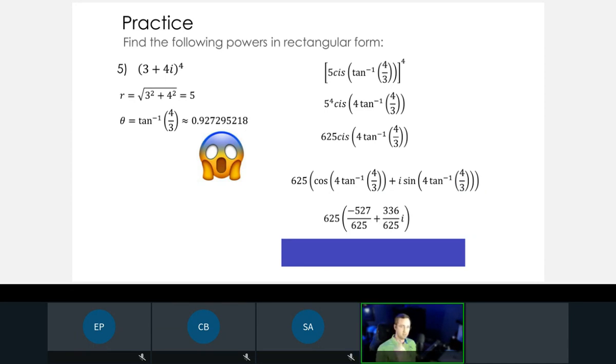This is actually a good reason why you don't want to use rounded work. If you actually made the mistake and replaced this with this long decimal and typed that stuff in, you would not get these fractions. You would get a decimal. So always use exact work, round the final answer. And the last part's pretty easy. Distribute this times this fraction, and then this times this fraction here.